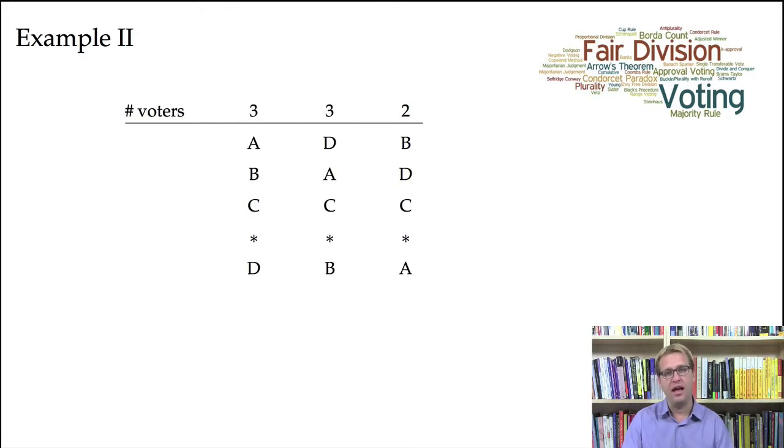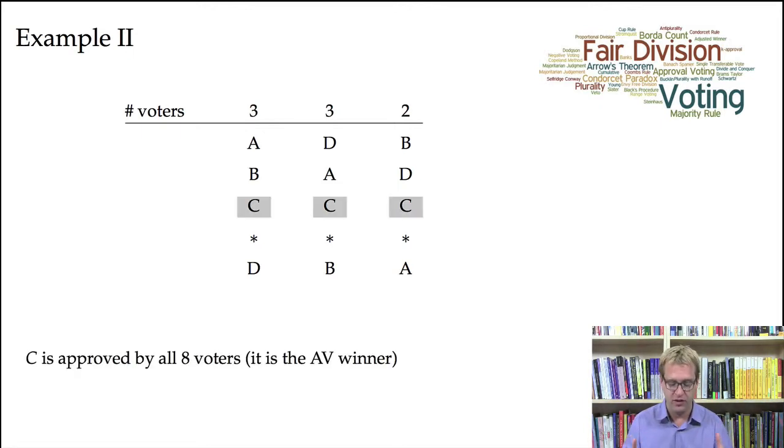Now let's look at a second example that shows what happens if there's a cycle among the majority approved candidates. So again, in this example, candidate C receives unanimous approval support. So C is approved by all 8 voters. Note I've changed the example. So there's 8 voters overall.